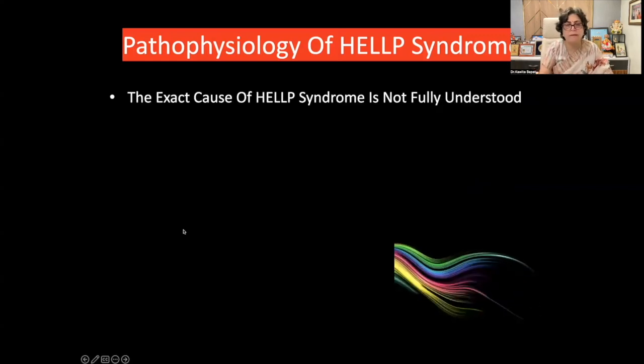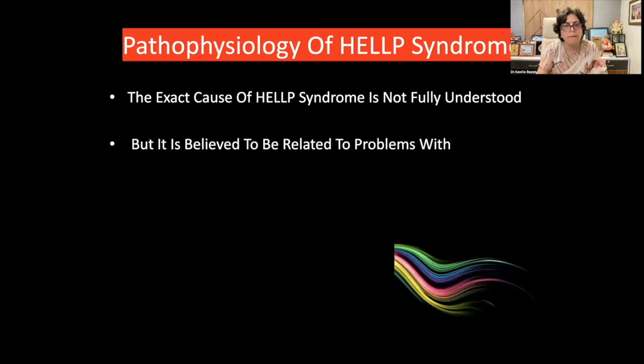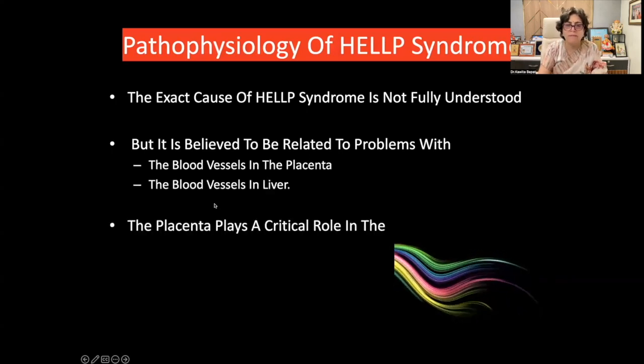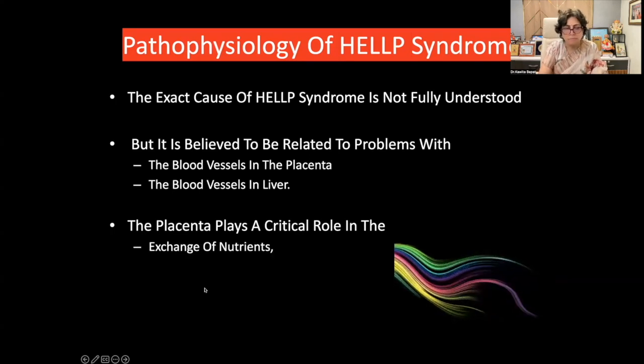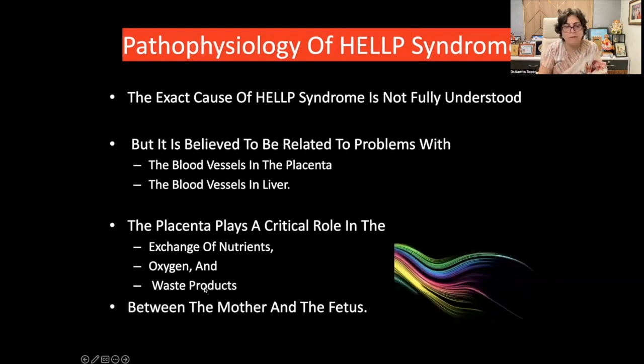Now, the pathophysiology of HELLP syndrome: how it happens and why it happens is very important. But the exact cause of HELLP syndrome is not fully understood. It is believed to be related to problems with, number one, the blood vessels in the placenta and, number two, the blood vessels in the liver. The placenta plays a critical role in the exchange of nutrients, oxygen, and waste products between the mother and the fetus. So the placenta has a role, and the blood vessels in the liver have a role.